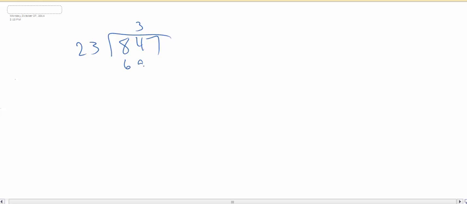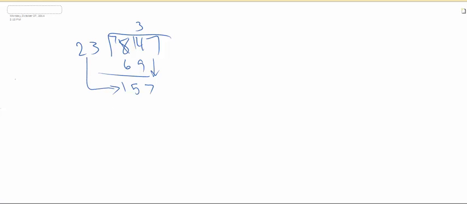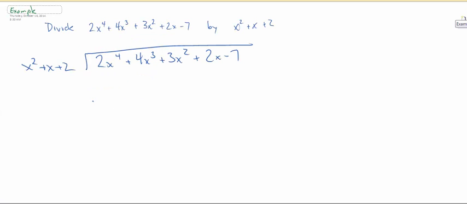That's going to be 69. When we subtract, we get 115, and we bring down the 7. So I found out how many times it went in there fully, and then I multiply these together to get here, and I subtract, and I repeat the process. Now 23 is going in here. Well, let's go back to our example. It's going to be the same idea, but I'm going to take that thing and figure out how many times I need to multiply it by to get this.